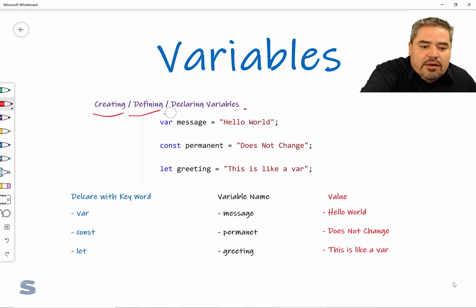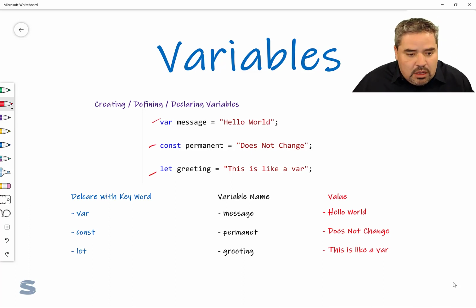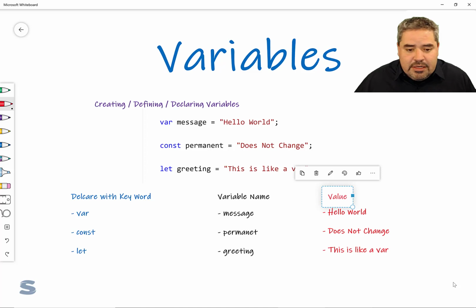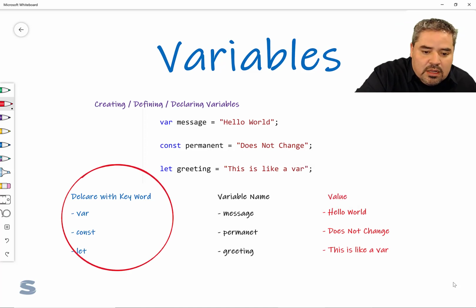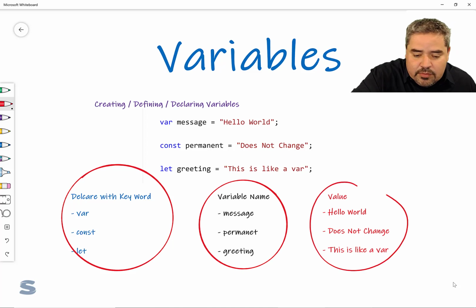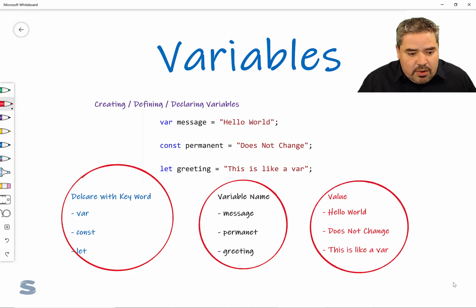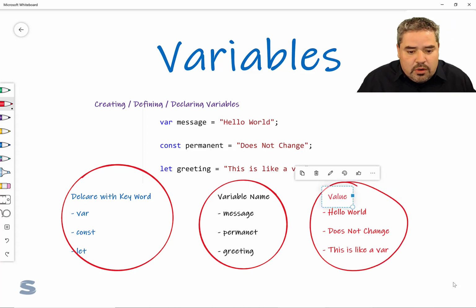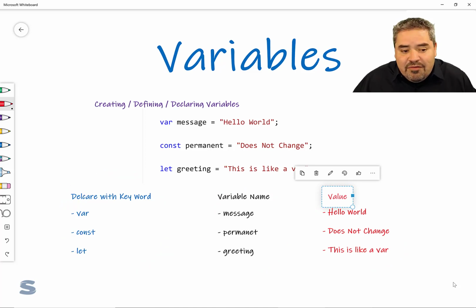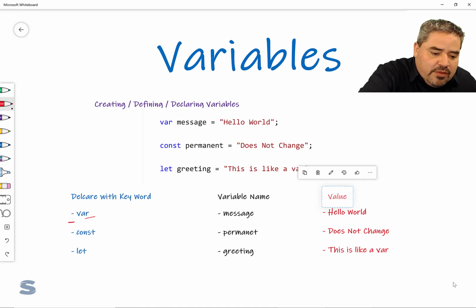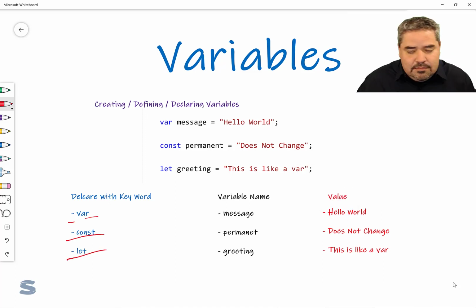And so declaring variables, I have three examples here. One, two, three. Three little examples of three different variable declarations. There are three different parts to declaring and assigning a variable. These are the three parts. So what's the first part? The first part we have to talk about is declaring a variable with one of the keywords that we have in JavaScript, which are var, const, and let.